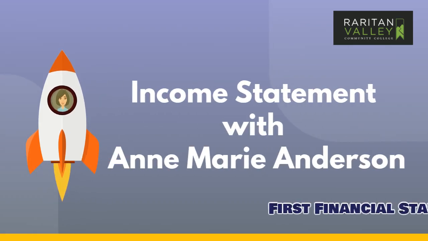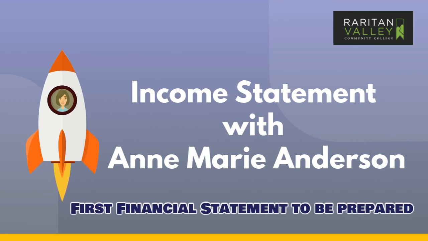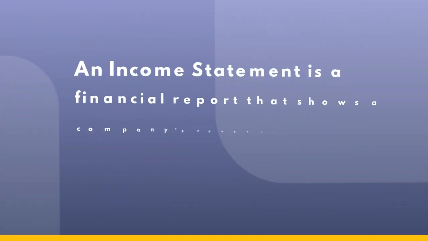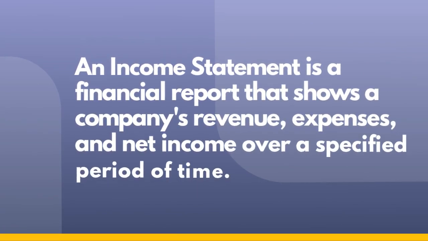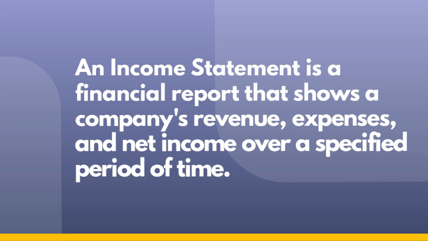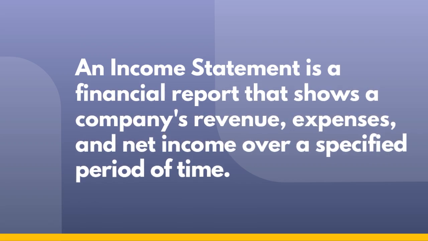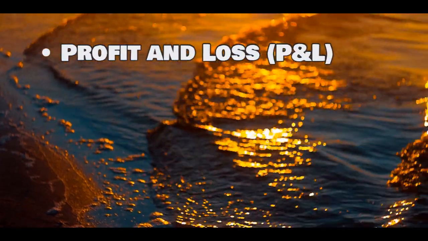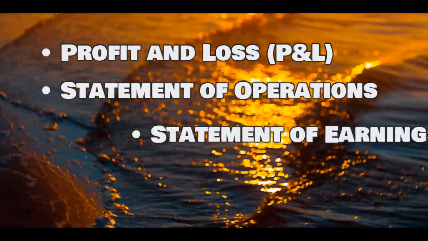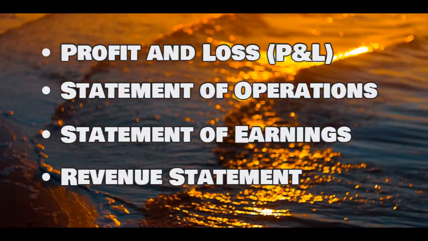Today we will be talking about the income statement, which is the first of the four financial statements. An income statement is a financial report that shows a company's revenue, expenses, and net income over a specified period of time, basically showing how well a company performed and how profitable they were. It can go by several names, so profit and loss or P&L, statement of operations, statement of earnings, or revenue statement, all the same thing.